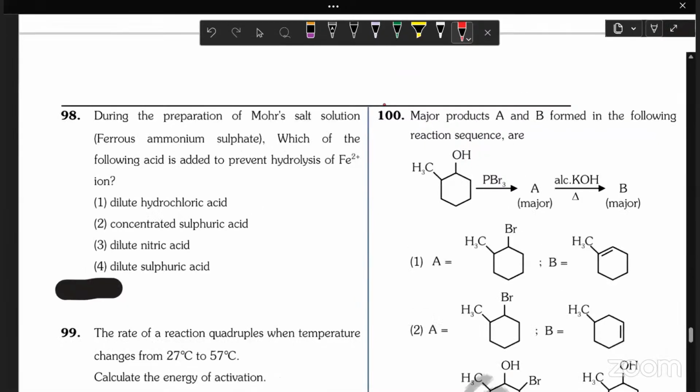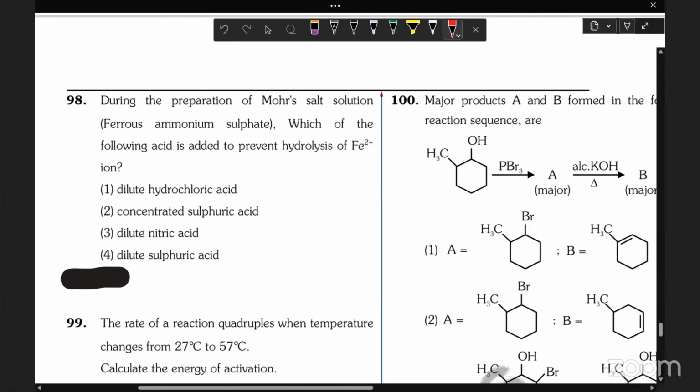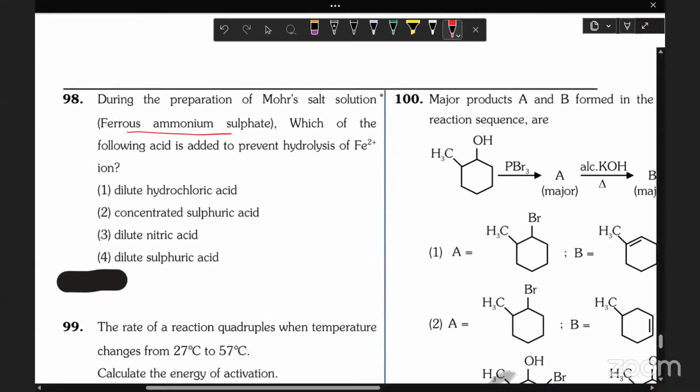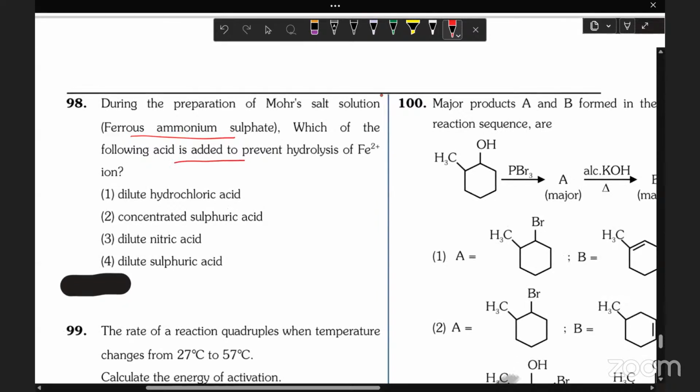The next question: during the preparation of Mohr's salt solution, ferrous ammonium sulfate, which of the following acids is added to prevent hydrolysis of Fe2+ ions? Again, a question from practical chemistry. So Mohr's salt is used in the titration. We add it for the lightest pink, the battle of the lightest pink. We fight that battle in the chemistry lab. I hope you have done that experiment.